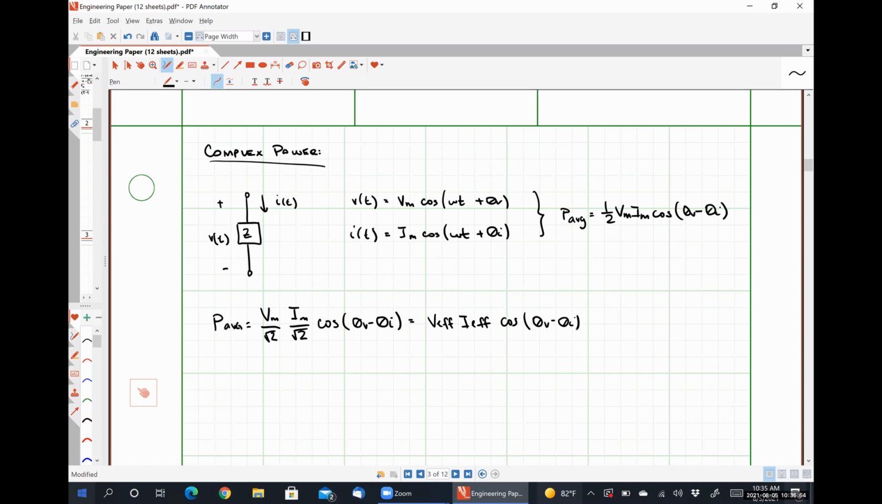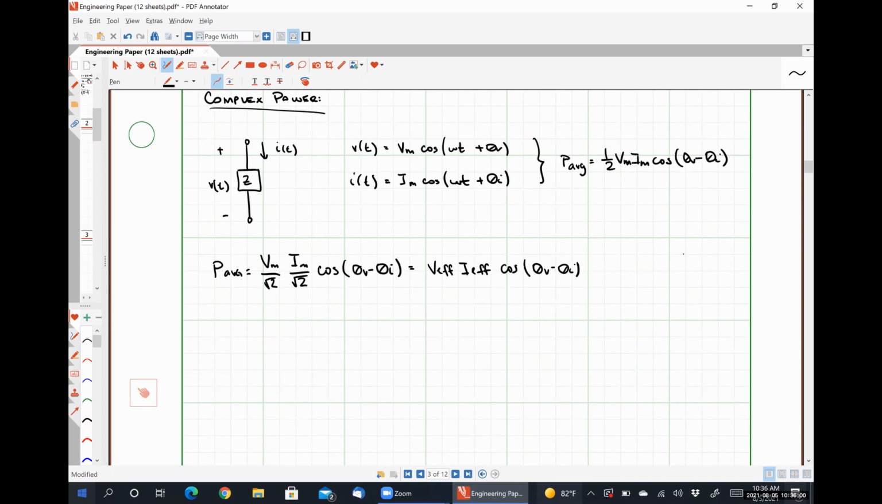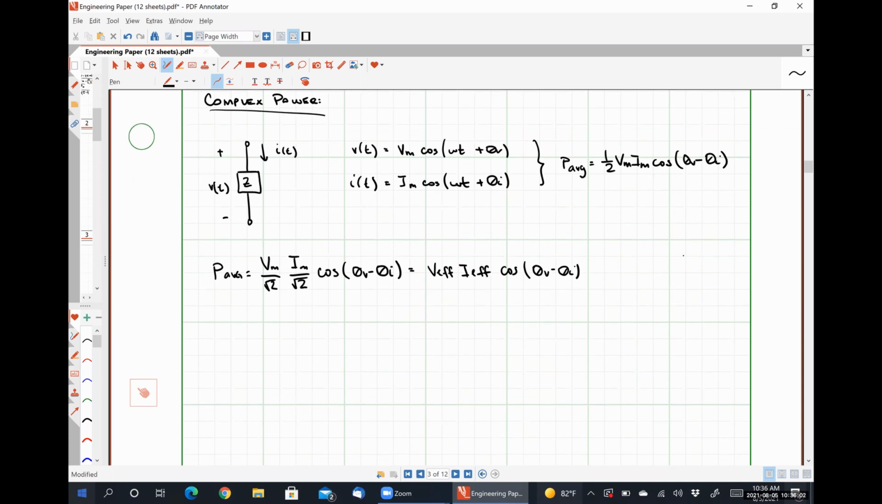Now, people much smarter than I am recognized that this relationship here is simply the real part of the following operation.